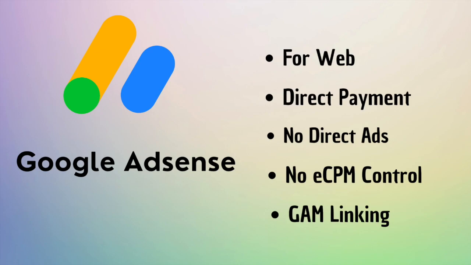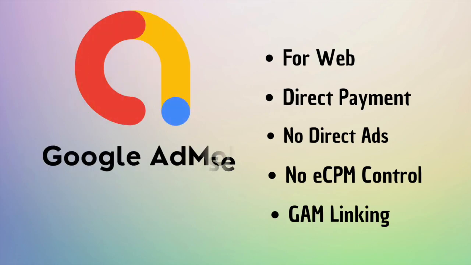How do you implement AdSense? You just create your account in AdSense, you create the ad units, you take out the tags and implement them on your website, and ads will start showing up. It's a simple platform created to start with, and it can generate a good amount of revenue as well. So that's AdSense.